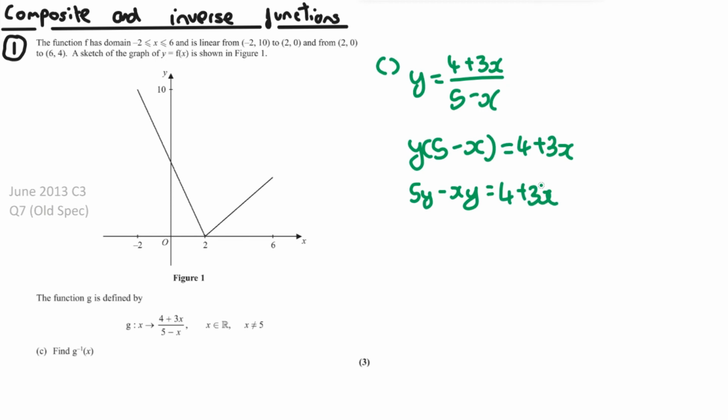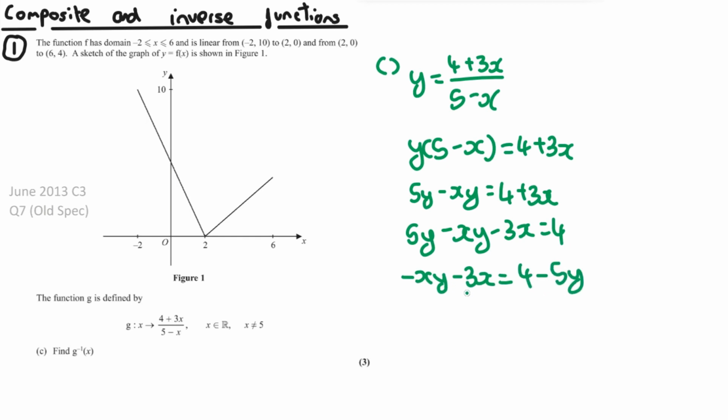And I'm going to put all the x terms on one side, so I'm going to move this onto the other side to do 5y minus xy minus 3x is equal to 4, and then move the 5y onto the other side to do minus xy minus 3x is equal to 4 minus 5y, and then I'm going to factor x out of all of this, so it's going to become x of minus y minus 3 is equal to 4 minus 5y, and then divide both sides by minus y minus 3 to get x is equal to 4 minus 5y over minus y minus 3.